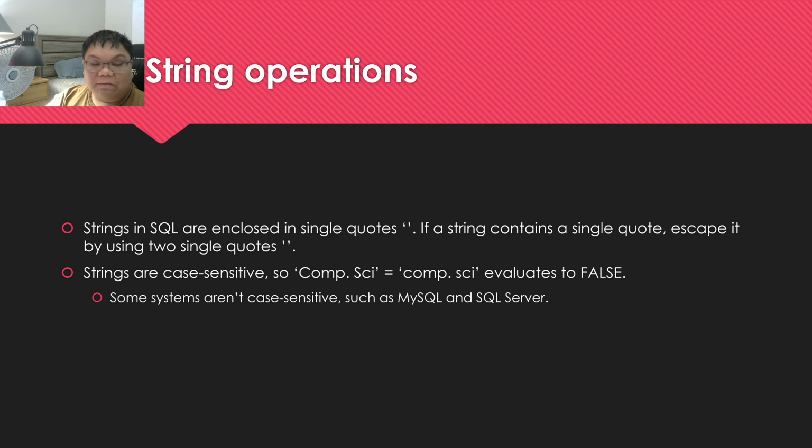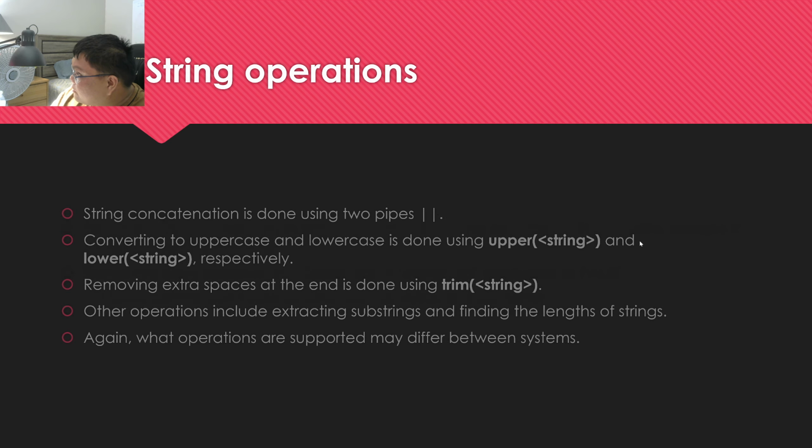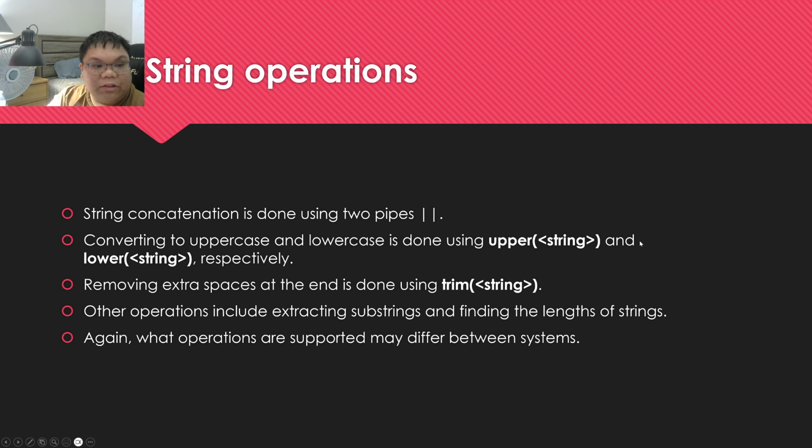Strings are case sensitive. Some implementations are not case sensitive, however. String concatenation is done using two pipes. Converting to uppercase and lowercase is done using the upper function and lower function. Removing extra spaces is done using trim, which removes extra spaces at the end. You also have other operations for extracting substrings from a string and finding the length of a string. What operations are available to you may differ between systems.